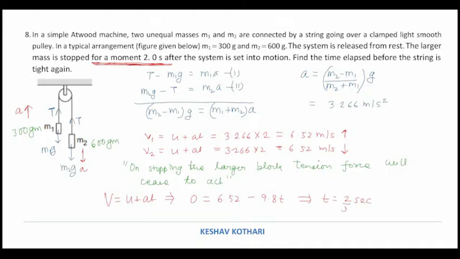During this period of t equal to 2 by 3 second, the m2 mass will also start moving downward. This is because the mass was stopped for a moment. This is important: the mass was stopped only for a moment. So it will start its downward motion, and hence the string will again become tight after a time of t equal to 2 by 3 seconds.